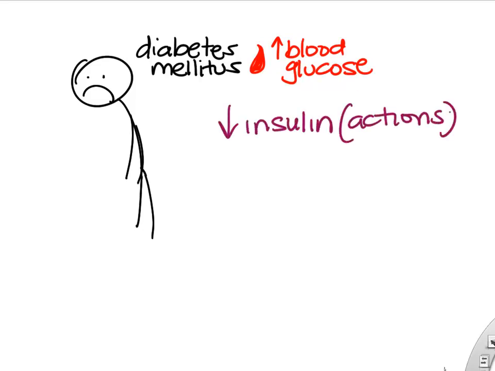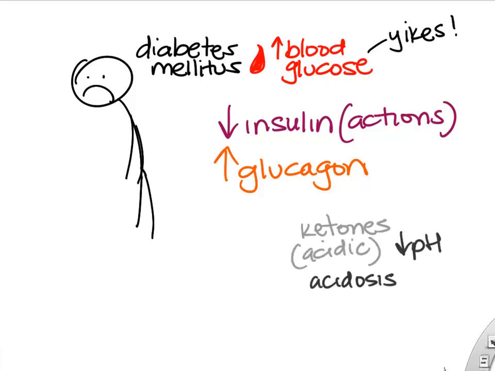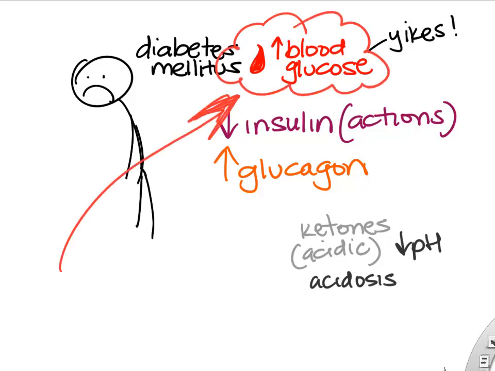So we have this high blood glucose in diabetes mellitus, we have decreased insulin or insulin actions, and we have high glucagon levels. Again, all of that's causing our blood glucose to spike, as well as these ketones, and sometimes these high ketones can cause acidosis.